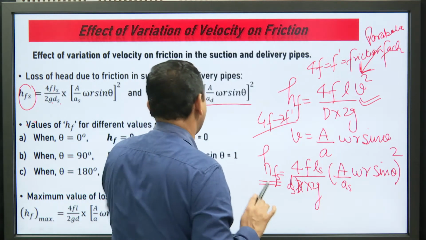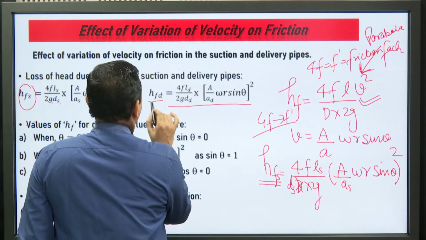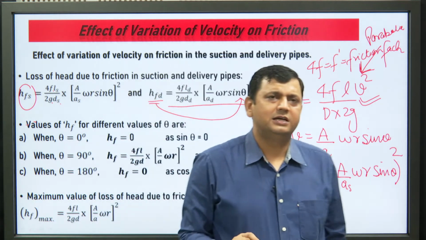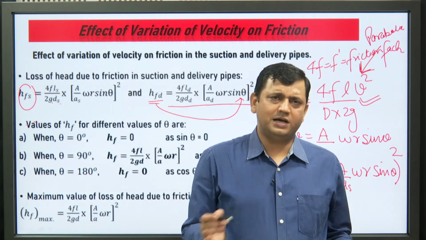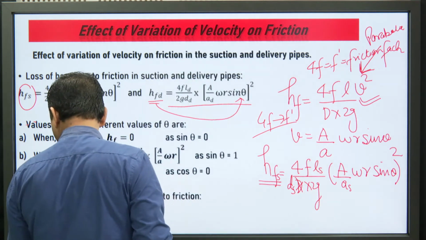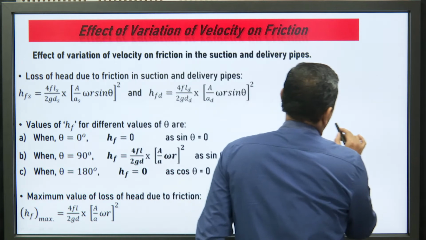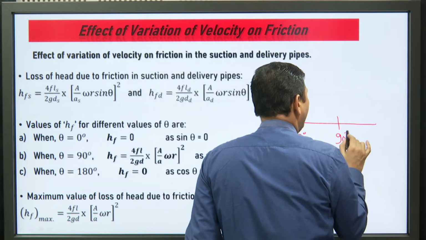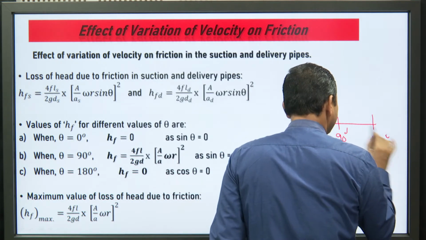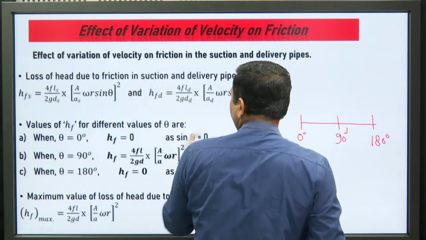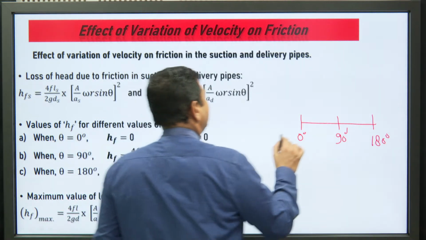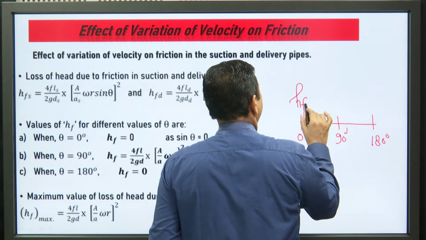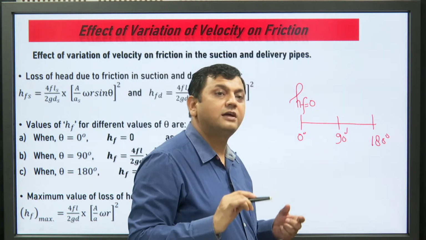So, this one is there again. The dependency of this effect, the variation, is on the angle theta only. In the case of the suction stroke, theta is 0 at the beginning, 90 at the middle, and 180 at the end of stroke. So sin 0 becomes 0. So HF at this point, at the beginning of the stroke, has no effect of friction.